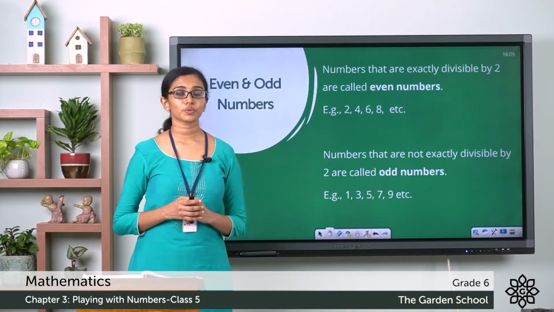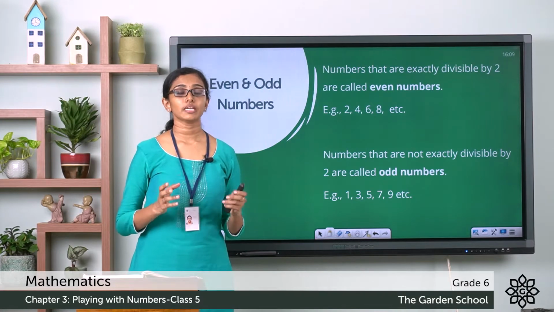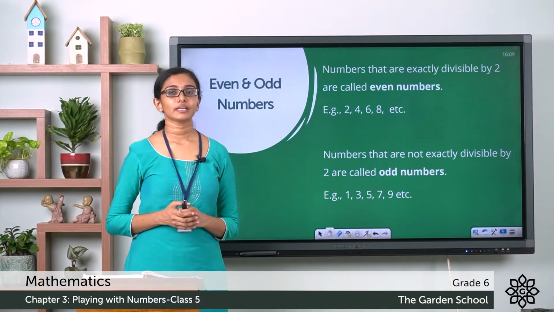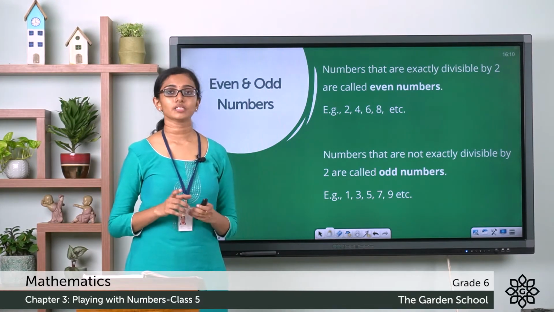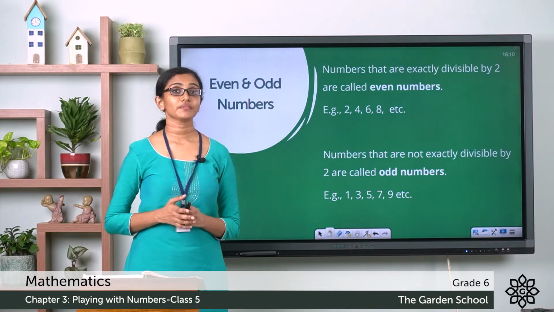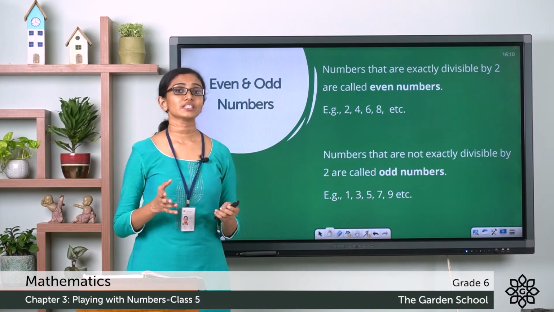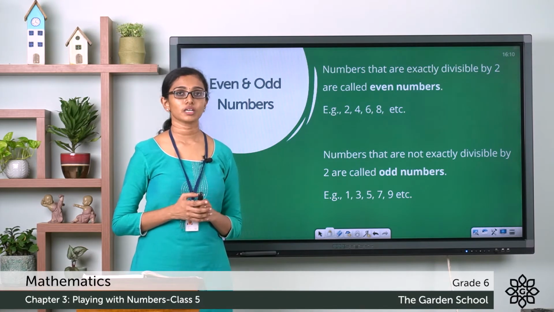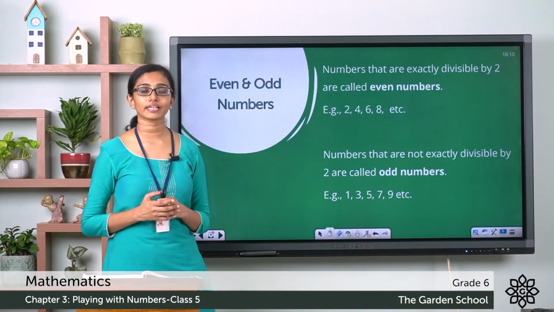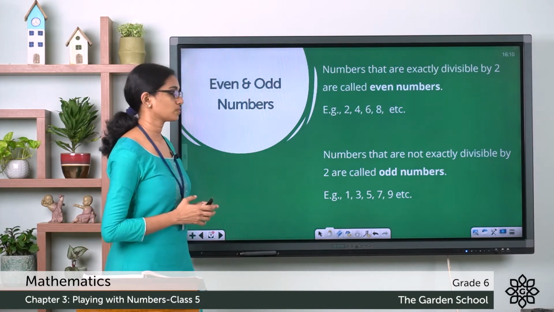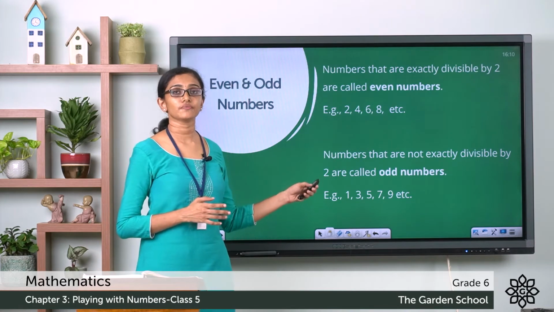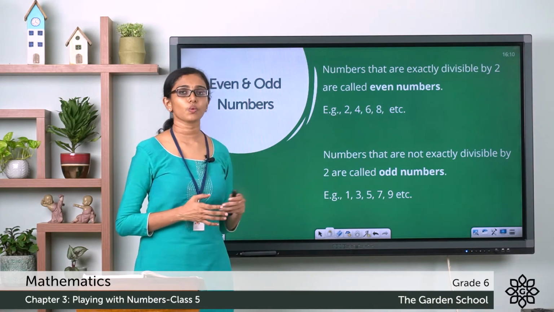And let's look at it another way. You have 5 flowers with you. You are trying to divide them equally. Can you divide them equally without cutting the flowers? No. You cannot divide 5 flowers into exact 2 groups without cutting the flowers. So such numbers are odd numbers, that is, numbers that are not exactly divisible by 2. For example, the numbers 1, 3, 5, 7, 11 and so on.